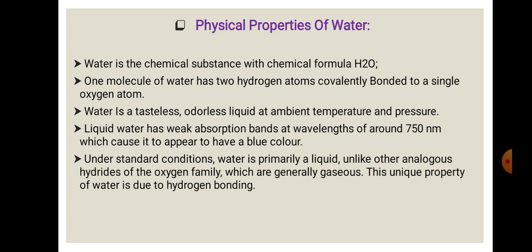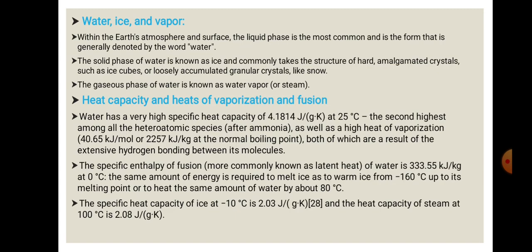Under standard conditions, water is primarily a liquid, unlike other analogous hydrides of the oxygen family, which are generally gaseous in form. This unique property of water is due to the hydrogen bonding. Water is found in three different forms. That is, the liquid form is called water, the solid form is called ice, and the gaseous form is called vapors or water vapors.